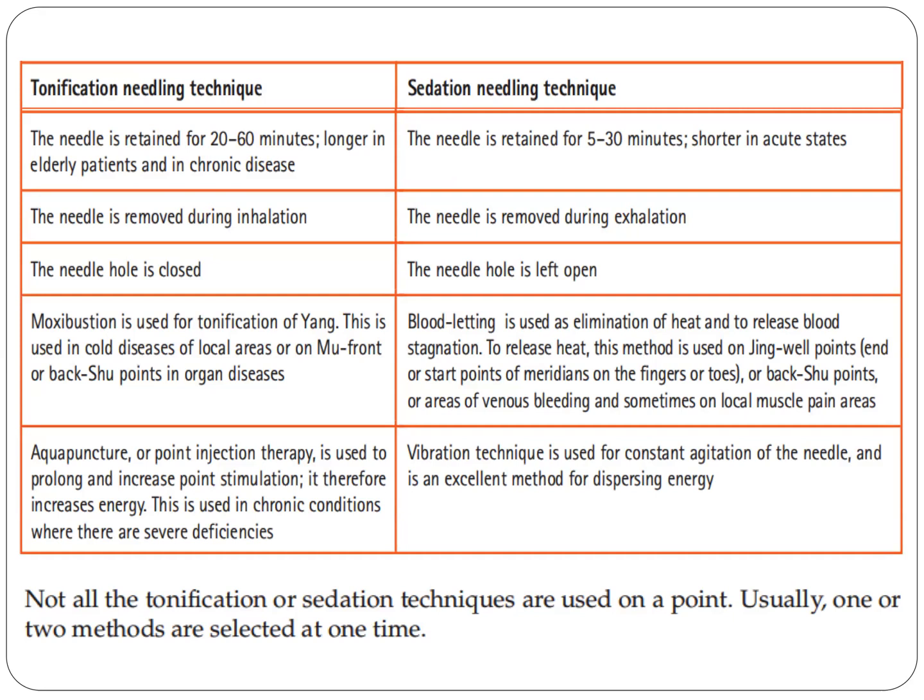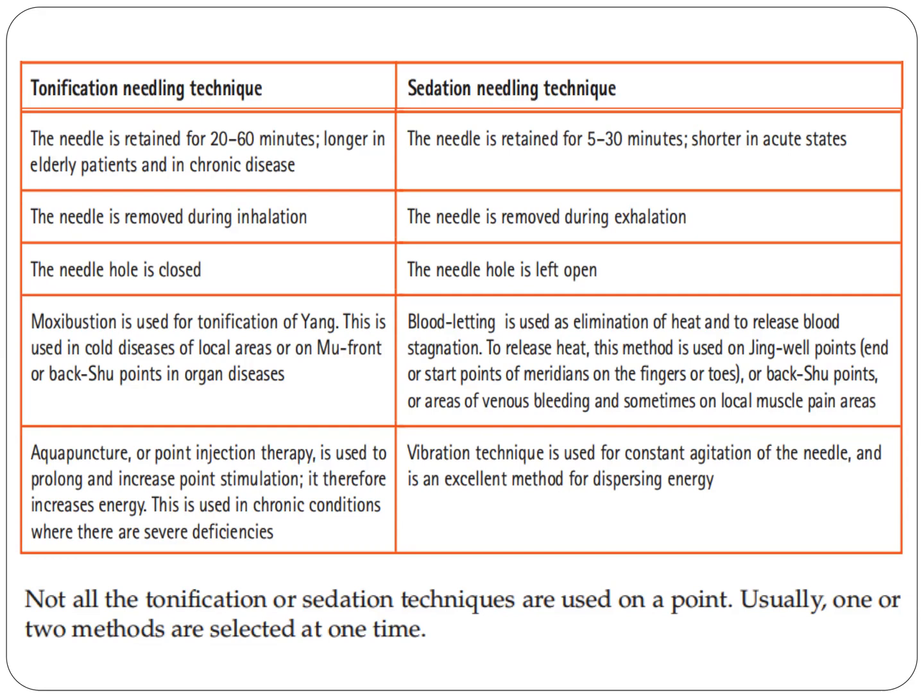In tonification, moxibustion is used for tonification of the yang. This is used in cold diseases of local areas or on front mu or back shu points in organ diseases. In sedation, bloodletting is used as elimination of heat and to release blood stagnation. To release heat, this method is used on Jing-well points. These are end or start points of meridians on the fingers or toes, or back shu points, or areas of venous bleeding, and sometimes on local muscle pain areas.